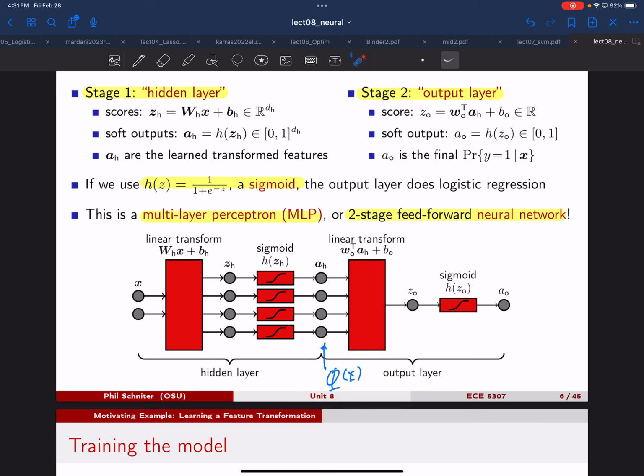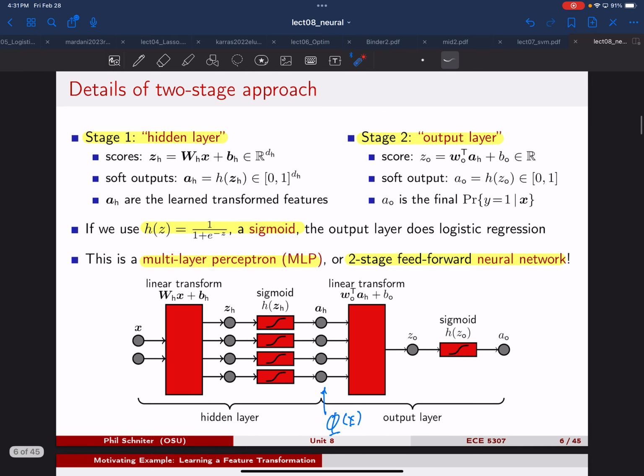Okay, but there's another kind of downfall to this. Because of these nonlinearities, it makes the optimization of these parameters more difficult. In fact, it makes the output here non-convex in these parameters, and so we're going to have to be more careful in how we learn those parameters. Okay, we'll talk about that in just a moment. Any other questions on this page?